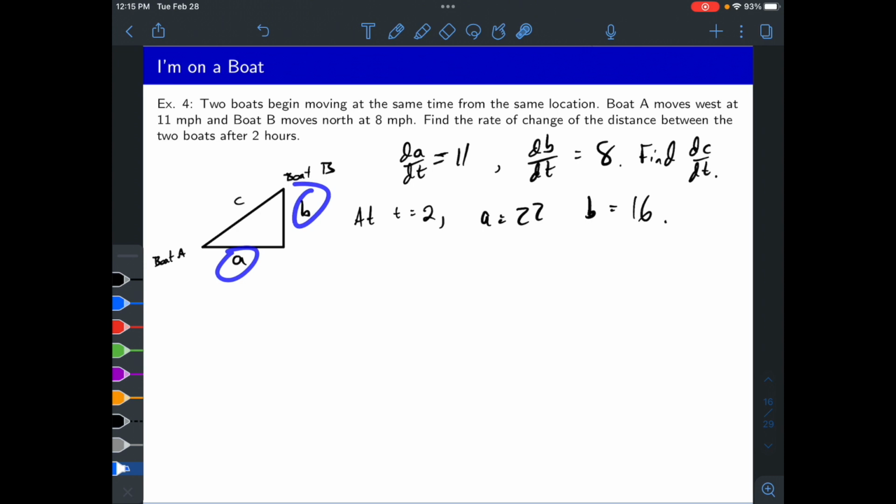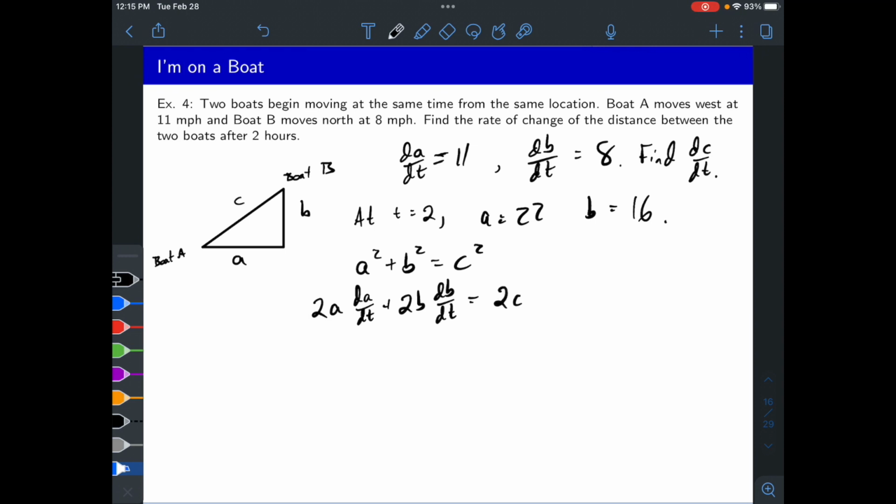We now want an equation that relates A, B, and C. And so the Pythagorean theorem is going to be the one that does that. So A squared plus B squared is equal to C squared. And now we want to use implicit differentiation to get an equation that relates dA/dt, dB/dt, and dC/dt. So taking derivatives of everything, derivative of A squared is 2A times dA/dt, plus 2B times dB/dt. And this is equal to 2C times dC/dt.